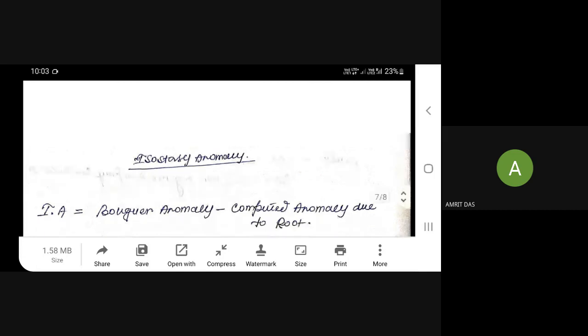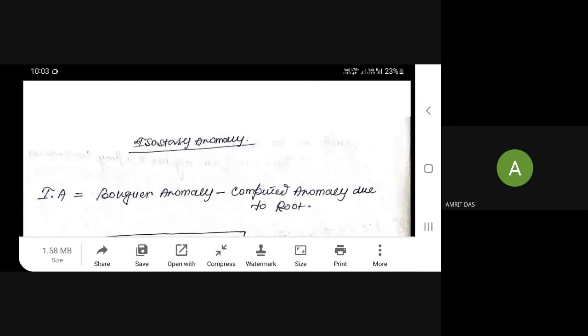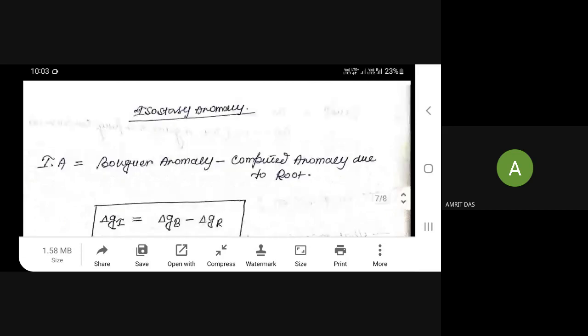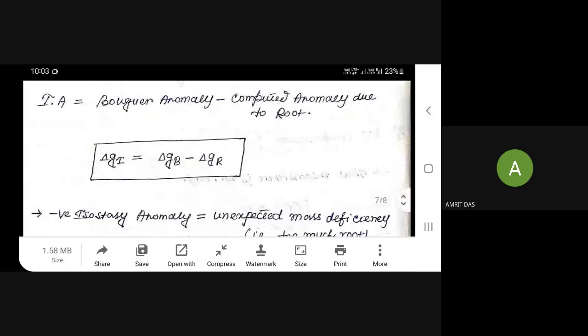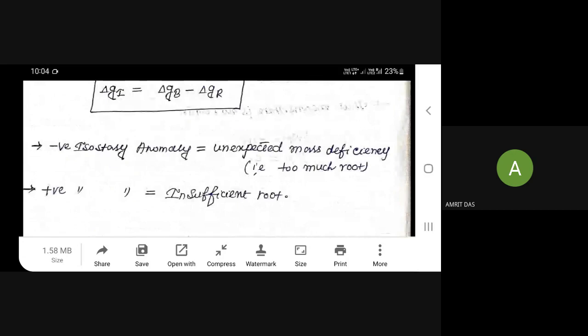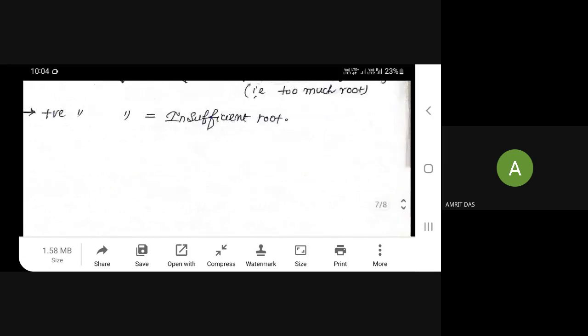So from that you get to know what the isostatic gravity anomaly is. The isostatic gravity anomaly is basically the difference between the Bouguer anomaly minus the computed anomaly because of this root zone created because of topography. Okay, so you get a negative isostatic anomaly when you have unexpected mass deficiency, that means you have too much root. But when you have a positive isostatic anomaly, it has insufficient root.